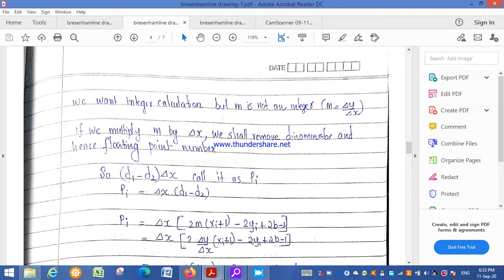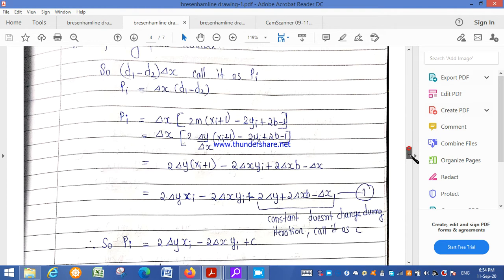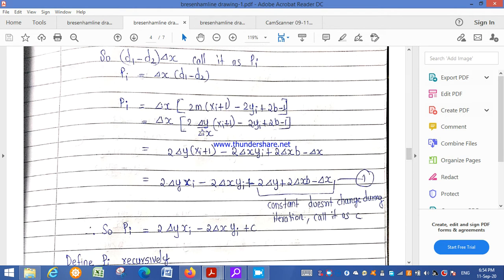So pi we can call delta x into d1 minus d2. So delta x into 2m into xi plus 1 minus 2yi plus 2b minus 1. Instead of m we write delta y by delta x. So again we cancel the delta x and the equation can be arranged like this. Rearranging, we find that this part, that is 2 delta y plus 2 delta x into b minus delta x, is actually a constant part because here there are no yi or xi terms.